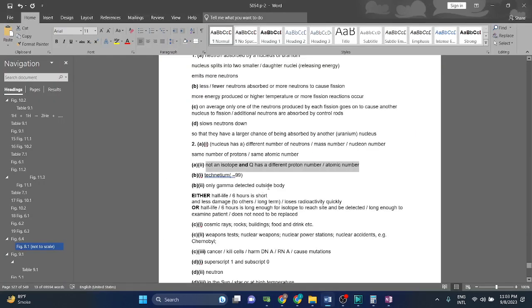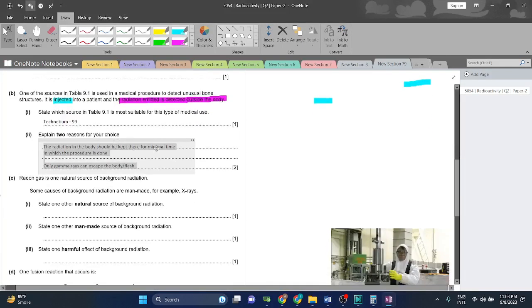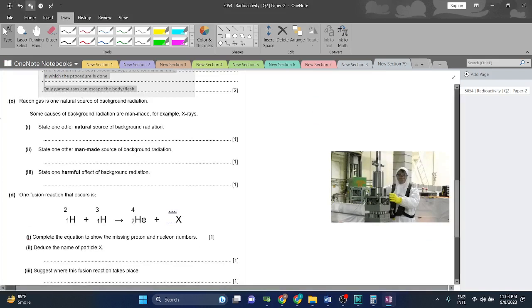So let's look at the answer for this. Half-life of 6 hours is short, less damage long term, loses radioactivity quickly. Half-life of 6 hours is long enough for the isotope to reach the site and be detected. Only gamma rays can escape. So exactly what I said, but I explained it. So let's move ahead.